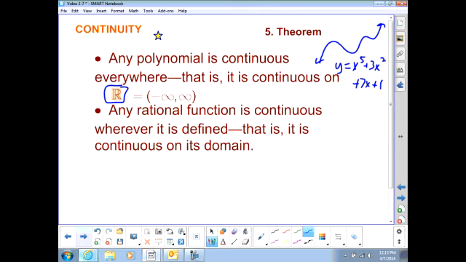A rational function is continuous everywhere in its domain. So for example, if we had y equals (2x plus 3) over (x minus 1), the one x value that's not in the domain is positive 1, because it would make the function undefined. So that means by our theorem here, y equals (2x plus 3) over (x minus 1) is continuous everywhere except at 1. So if it's in its domain for a rational function, then it is continuous at that point.